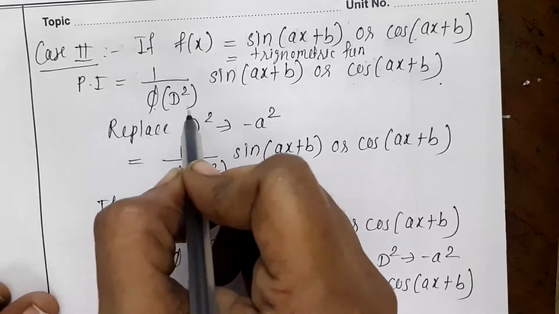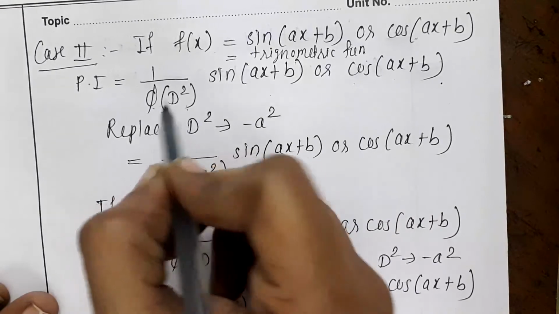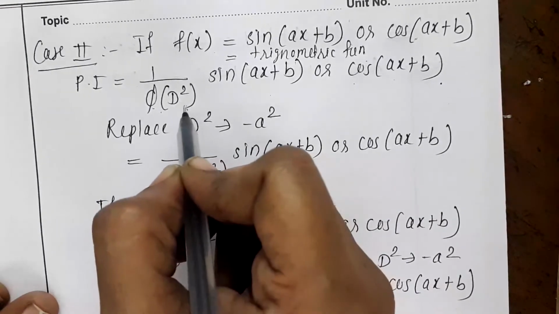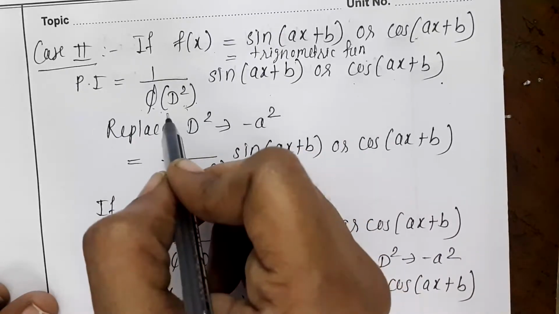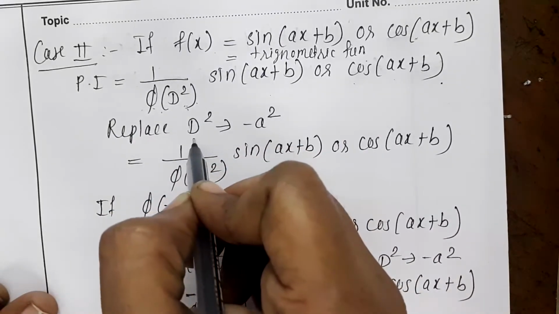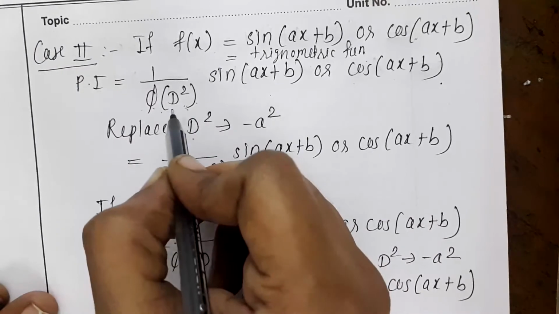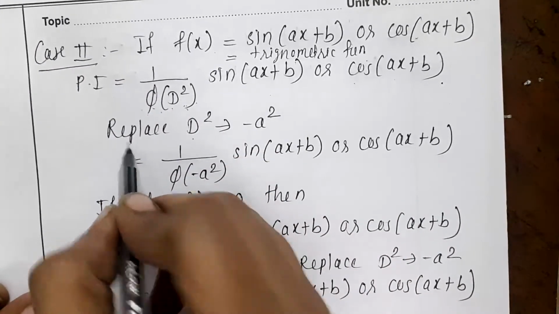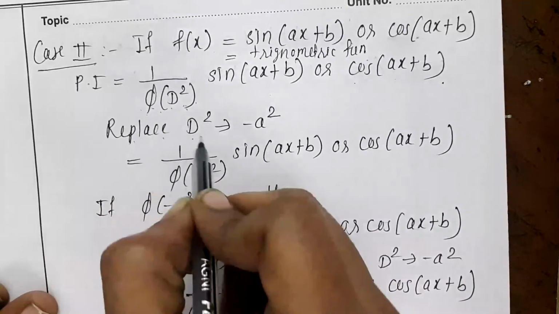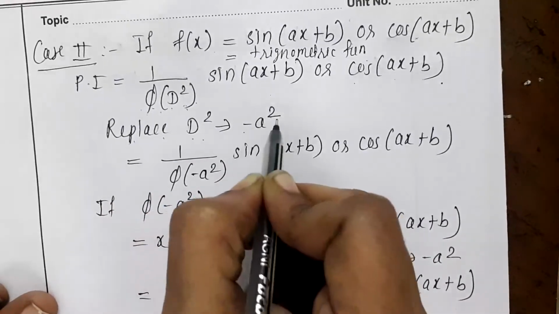Actually it is phi of D. In phi of D we have a D square term, D term, D to the power 4 term. So whatever terms we have, the replacement is only for D square. That's why I have written D square here. So the method is to replace D square by minus of a square.